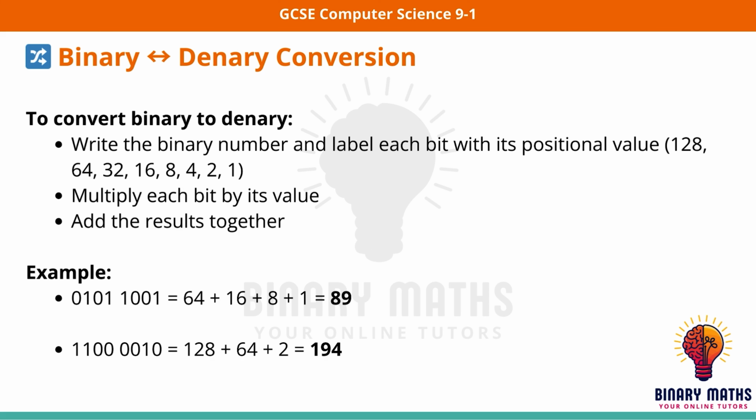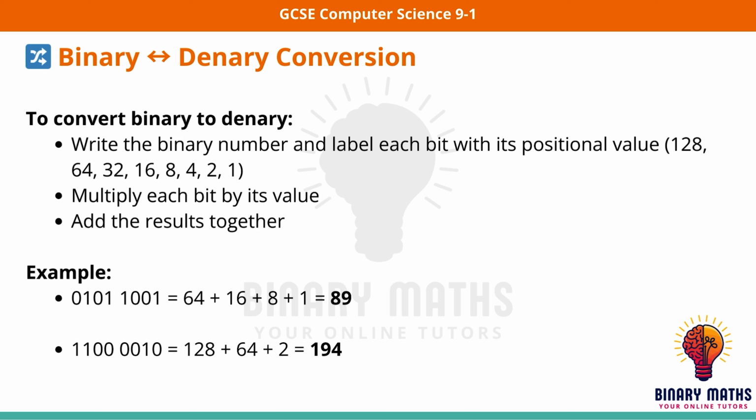Let's practice converting 8-bit binary numbers. Imagine a table with place values, starting from the left and working to the right: 128, 64, 32, 16, 8, 4, 2, and 1. So for example, 0101 1001 has a 1 under 64, 16, 8, and 1. You would add them up, so 64 plus 16 plus 8 plus 1 would give us 89.